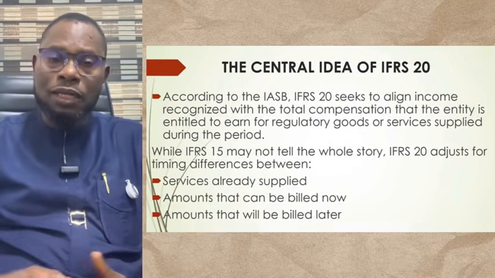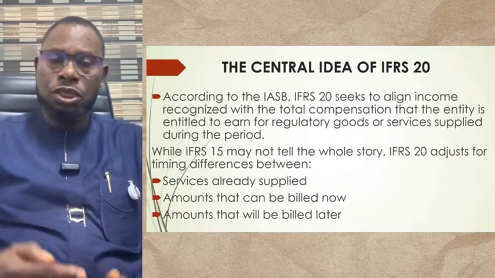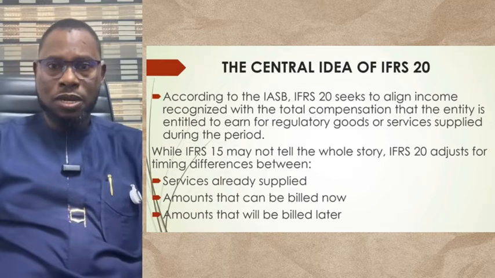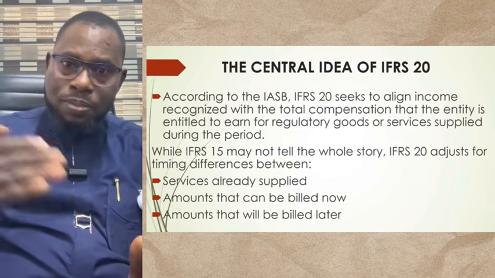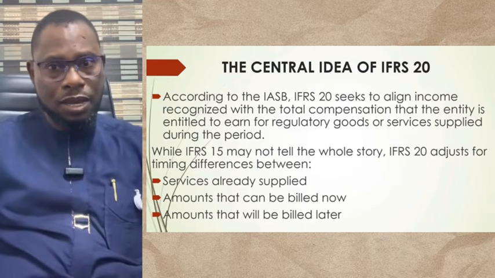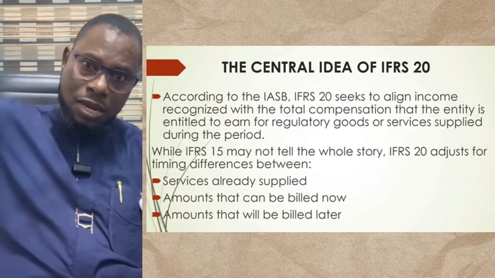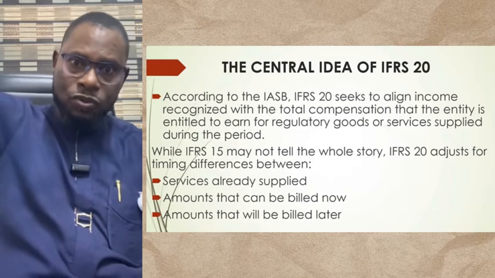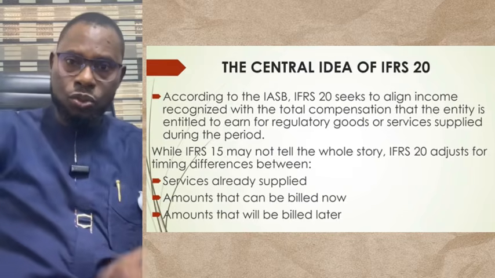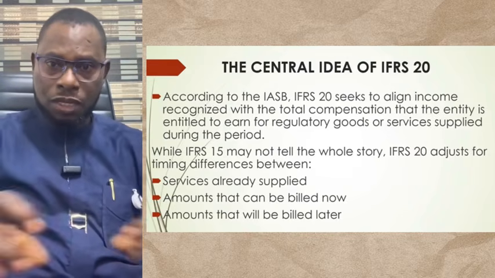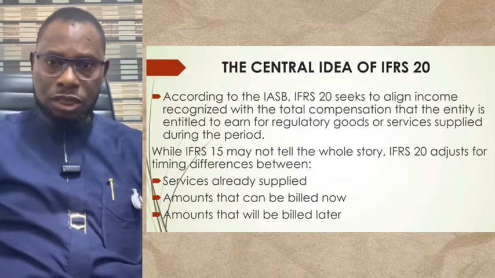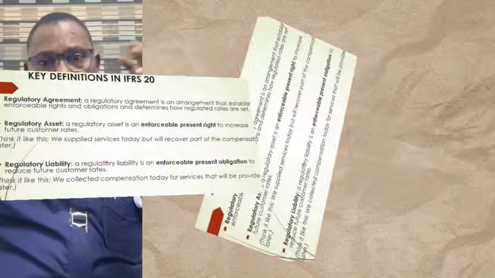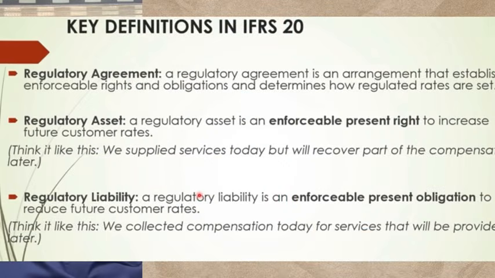The standard knows that in rate-regulated companies, you supply the services in one year, but you can only bill for a part of it in this year. Then you can bill the balance in a subsequent year or in subsequent years. So this timing difference is what the standard seeks to align. Now let's look at the key definitions. When we understand them, it will make our understanding of the standard better.